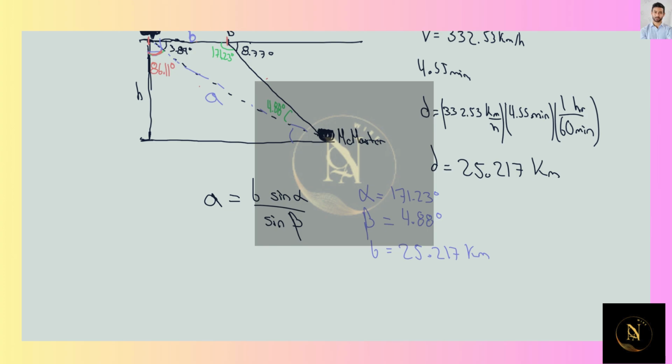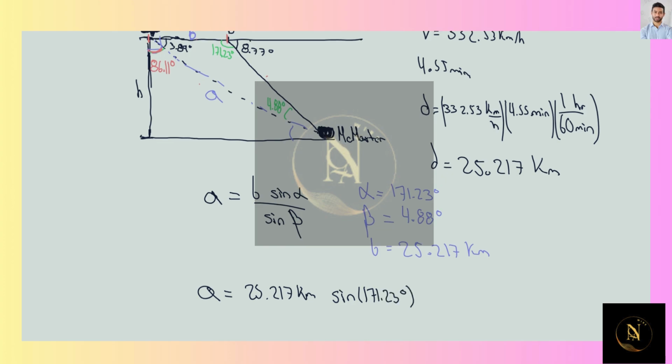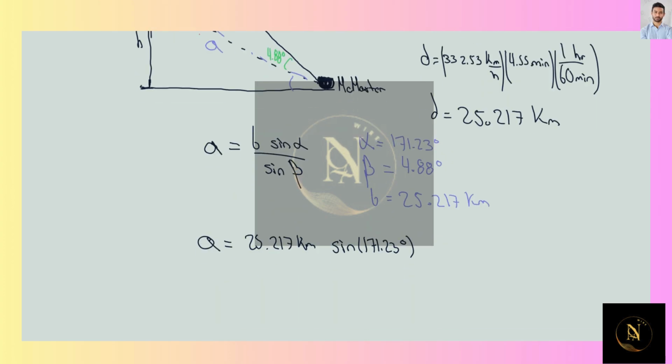So after substituting in our equation, the side A is going to be equal to 25.217 kilometers times the sine of 171.23 degrees, let me go down a little bit, divided by the sine of 4.88 degrees. The value for the distance that we got here is going to be equal to 45.196 kilometers.